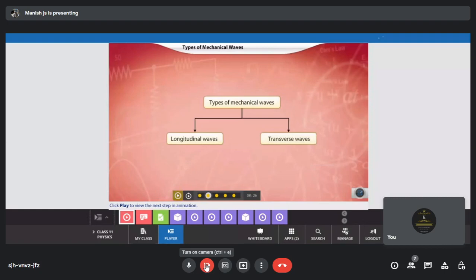X-rays. X-rays are longitudinal, but X-rays don't require a medium to propagate, right? Yes, sir. Yes, X-rays don't come under longitudinal. Sound waves, you can say. Okay? Sound waves in water you can say.